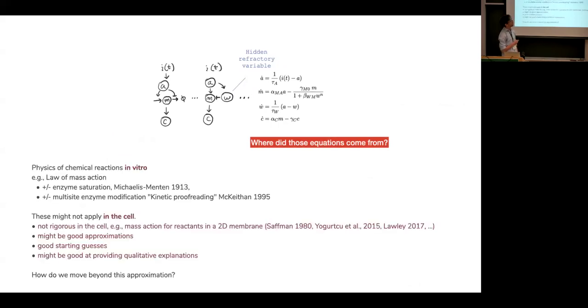And that has an answer. Many of these equations are inspired by the law of mass action in some kind of situation. For example, if there's an enzyme and the enzyme is saturated, then we get what's called Michaelis-Menten. If there's a multi-step process where you need to proceed sequentially through the steps, this gives an equation that was derived by McKeithan in 1995 called kinetic proofreading, and you get an exponent and a nonlinearity there. And all of these equations, I think, have proven over time to be good starting points and good approximations, especially qualitatively.